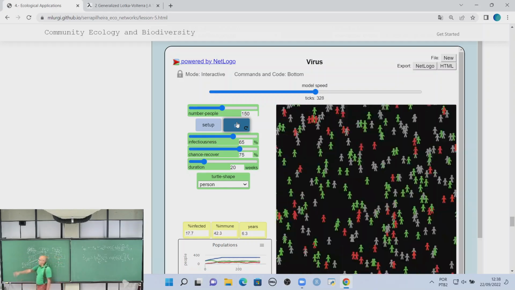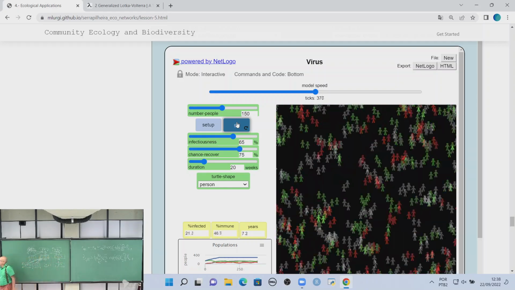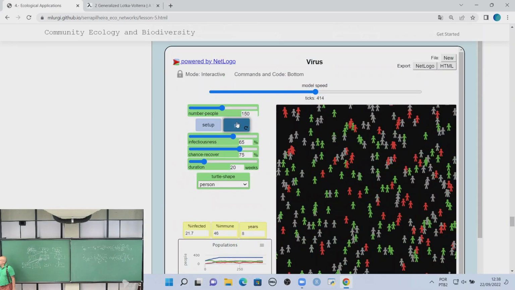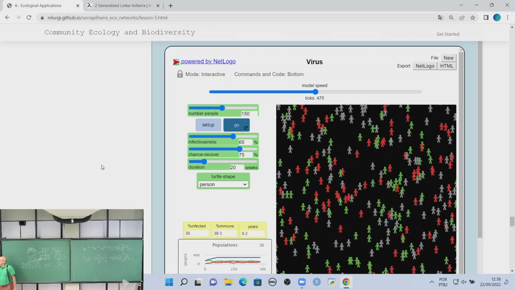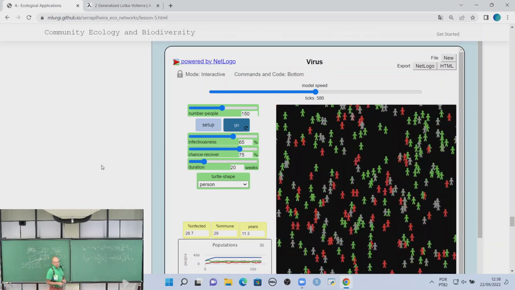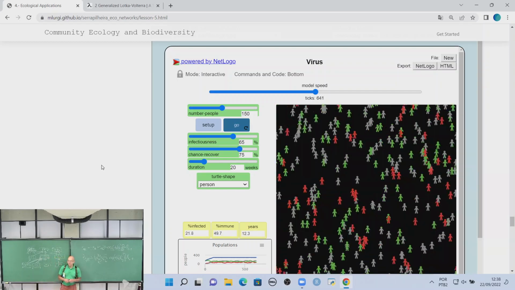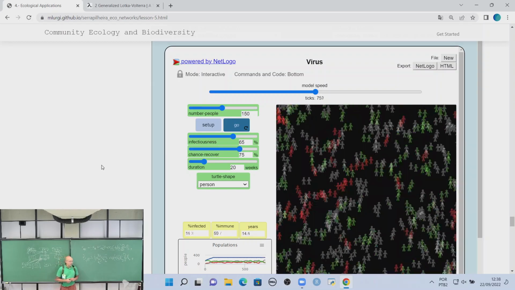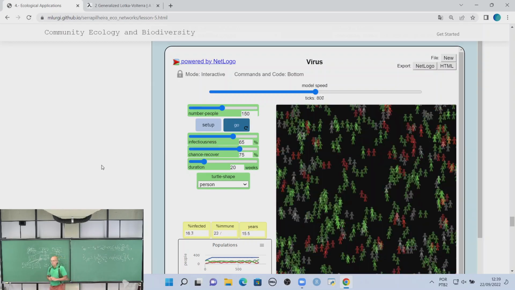These lines here are not very different from what we got from the system-level, high-level approach, our ODE. In some respects they look similar, which means that those equations can capture some broad patterns in the behavior of the interactions between individuals, right? And that's why people use those models.